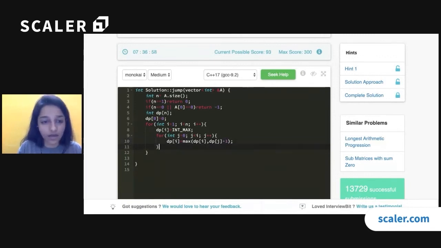And at the end we will return. If the last element was reachable, that means if dp of n minus 1 is equal to int max, that means it was not reachable. In that case, we will return minus 1, else we will return dp of n minus 1.